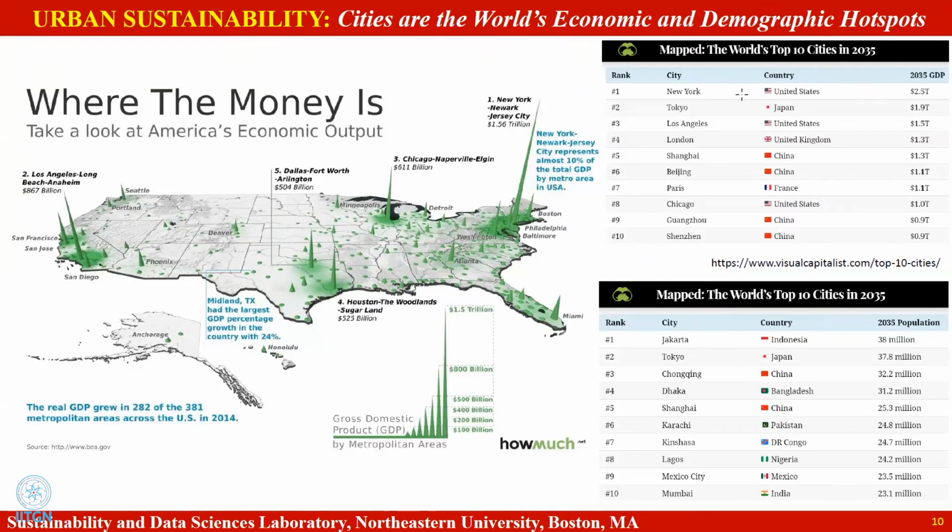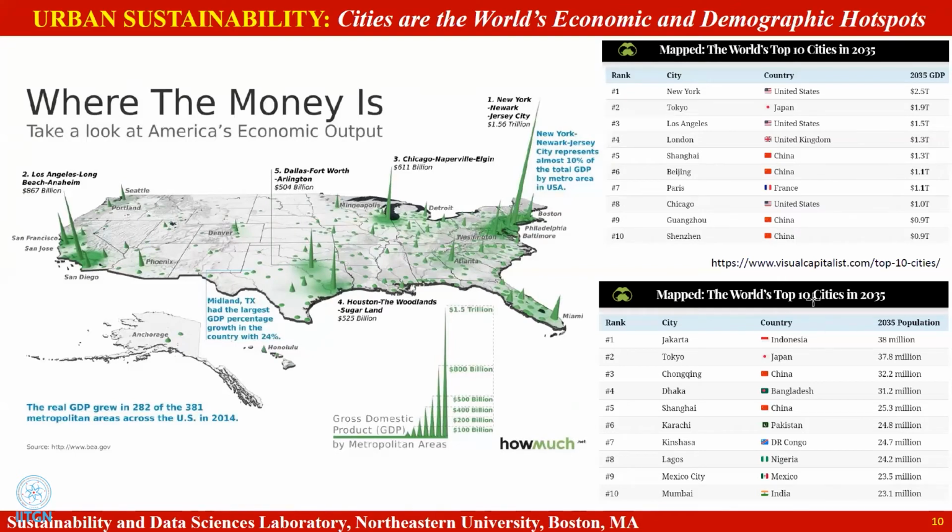Now, if you map some of the world's top cities in terms of expected GDP in 2035, look, we have New York, Tokyo, LA, London, and then we have Shanghai, Beijing, etc., and then Paris, etc. So it's dominated by Western cities, European and United States, and then of course, traditional developed economies, Japan, but China has been rapidly coming in here.